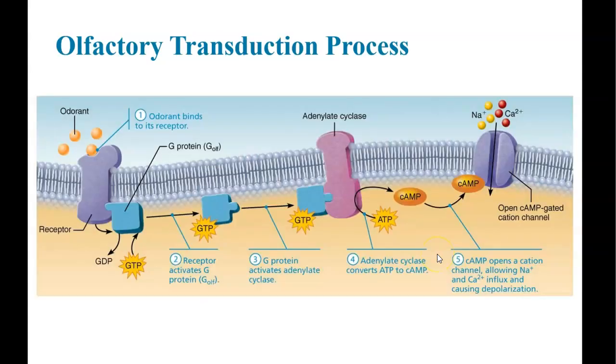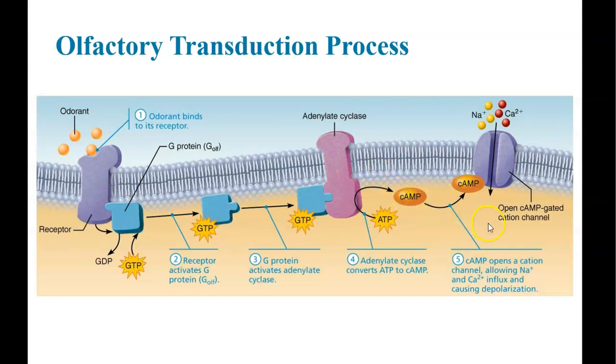So here's the olfactory transduction process. We're just going to start here when the odorant, so those smell molecules, bind to the receptor. The receptor is then going to activate the G protein. And the G protein is going to activate the enzyme adenylate cyclase. And then adenylate cyclase is going to convert ATP to cyclic AMP.